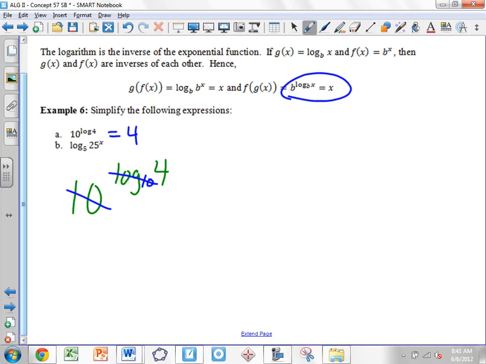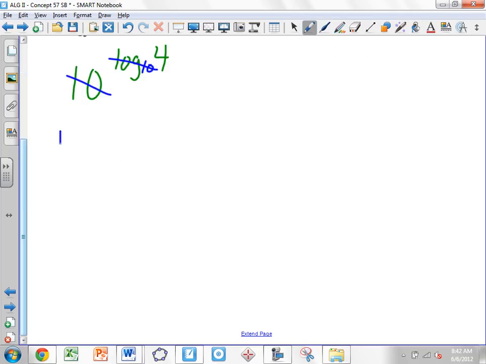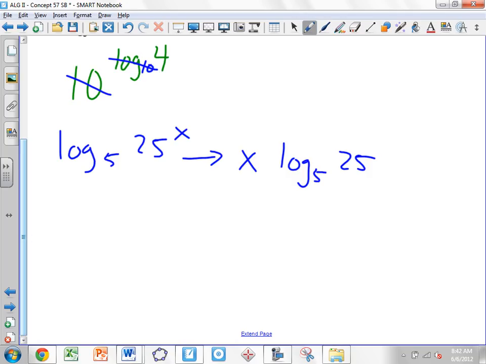Okay? Part B now. Part B, we have log base 5 of 25 to the x. I'm going to write this one down here. Now, if I wanted to simplify this, what can I do with the x? Put it in the front. Very good. So start with putting it in the front. But I really can't go any further just yet, can I? There's not much more I can do just yet.